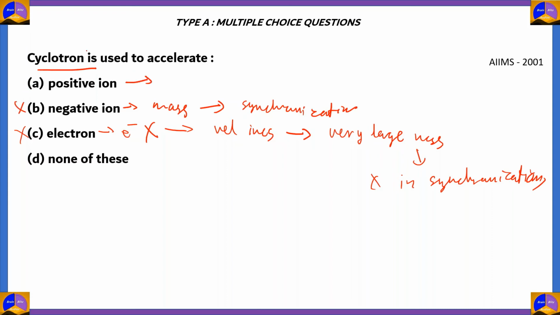However, a cyclotron, which has AC current, can accommodate a positive ion. So option A is the right option. So since option A is correct, we can also eliminate option D, none of these. So when it comes to cyclotron, it usually accelerates positive ions by using AC current in order to put it in an ever-changing magnetic field. So the cyclotron accelerates at each turn, and then finally it moves out of the cyclotron with higher velocity.